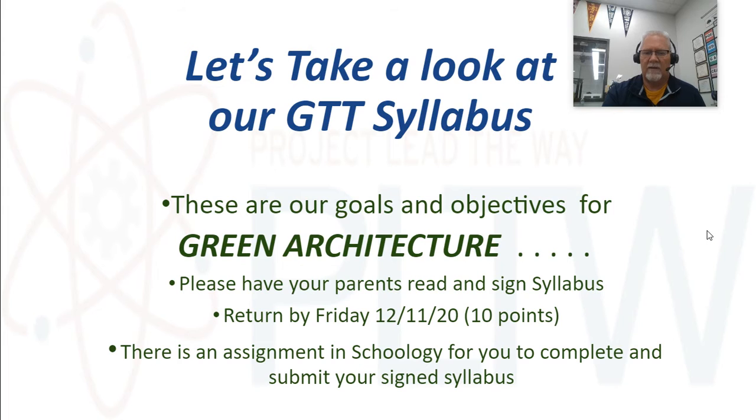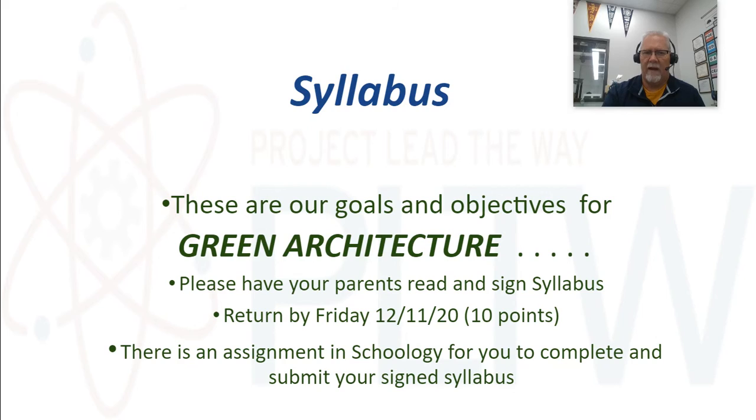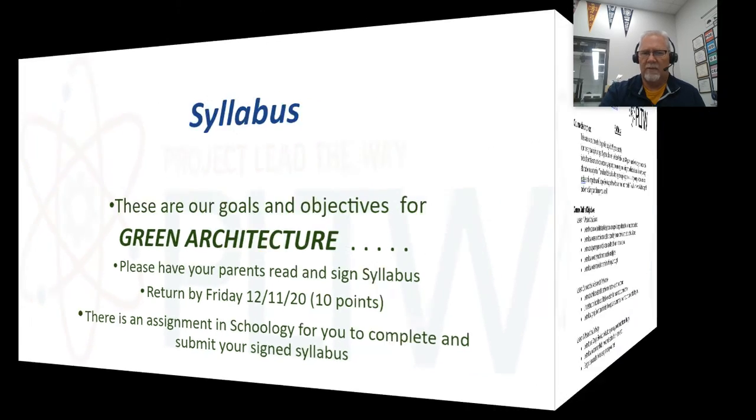Let's take a look at our syllabus for our course here. These will be our goals and our objectives for green architecture. And I would like to have you show this to your parents, and you guys can fill it out and then have your parents put their name on the bottom. And I want this back by the 11th of December, which is Friday. It's worth 10 points. There is an assignment in Schoology that you'll have to use. I actually have a link to it in the module, but you'll fill that out and submit it to me by Friday. So these are our goals and our objectives for our course.